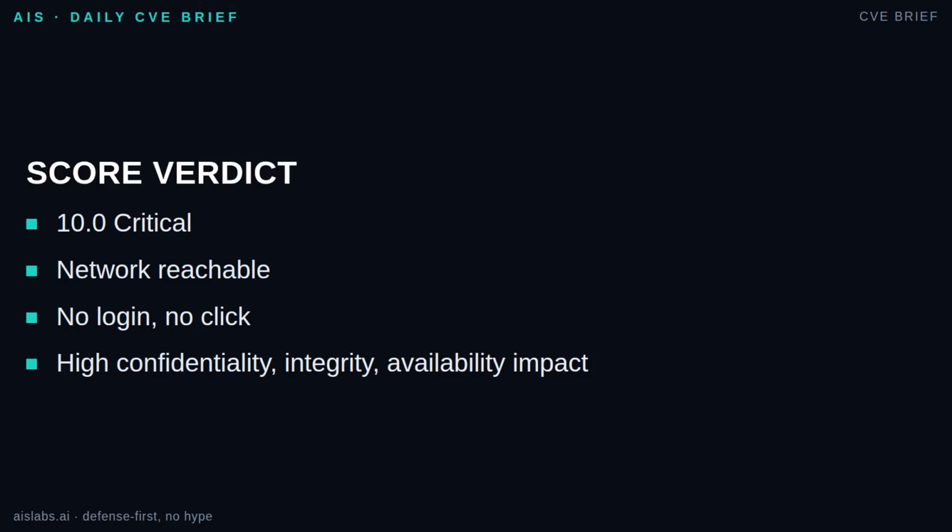The second key signal is impact. The vector marks confidentiality, integrity, and availability impact as high, and scope is changed. That combination means successful exploitation can cross a boundary and affect more than the narrow component that initially mishandled the path. We do not need to recite every metric to understand the priority. Remote, unauthenticated, no user interaction, full impact, and changed scope is why this lands at 10.0.